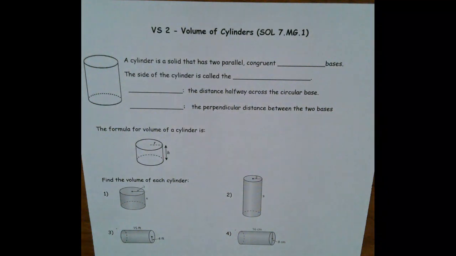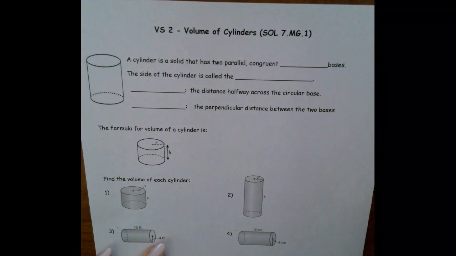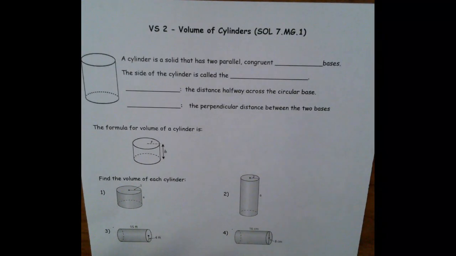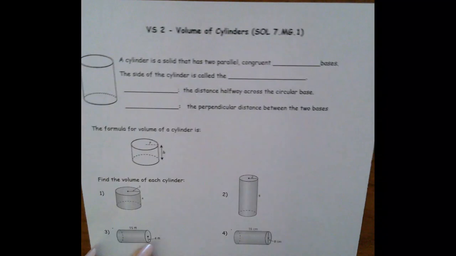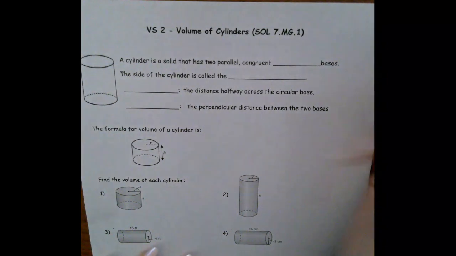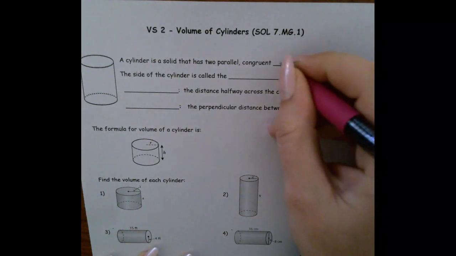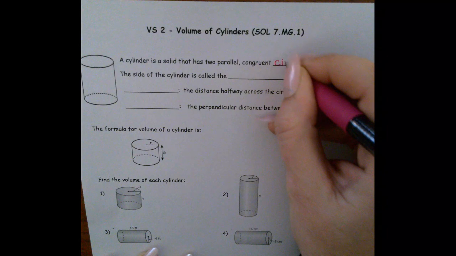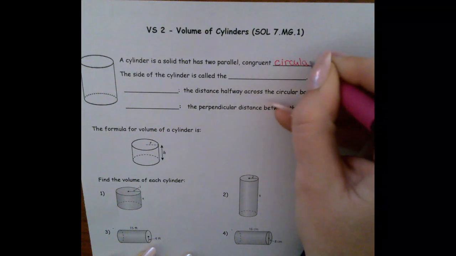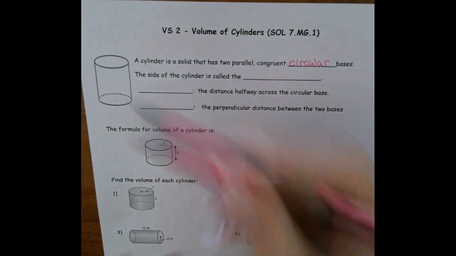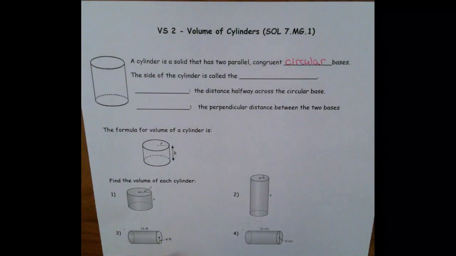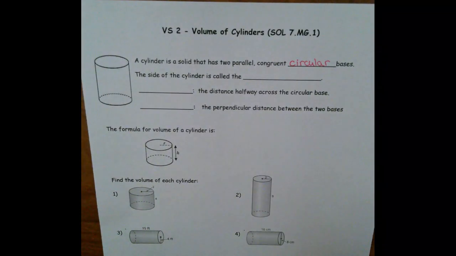Perfect. All right. So a cylinder is a solid that has two parallel, getting into our vocab from our unit with quadrilaterals a little bit there with parallel, but it's a solid that has two parallel congruent circular bases, okay? So if you look at the cylinder, the top and the bottom are both circles. That's what it's talking about with two parallel congruent circular bases. It's just kind of like a textbooky definition there for you.